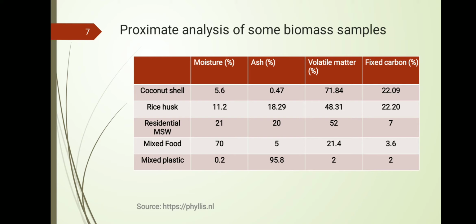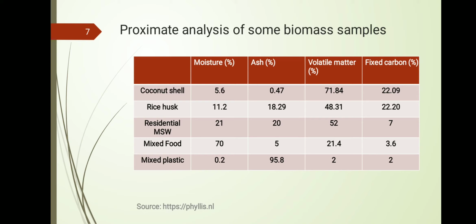Now municipal solid waste, the domestic waste coming from our households, has approximately 21% moisture. So high moisture is there. Ash is also 20. The volatile matter is 52, but you can see the fixed carbon is very low, only 7%.